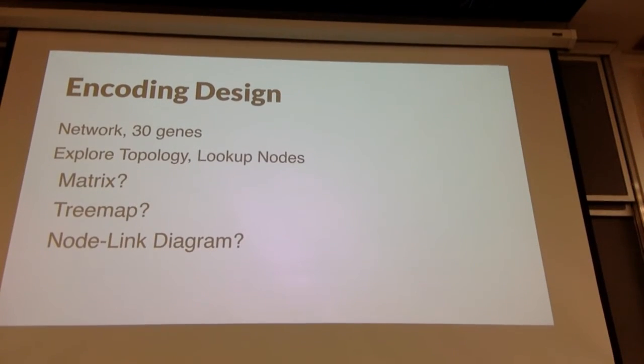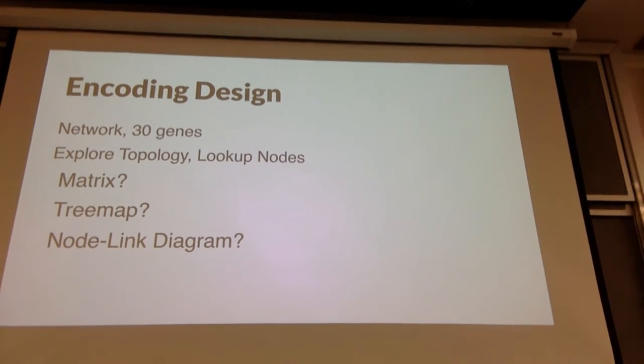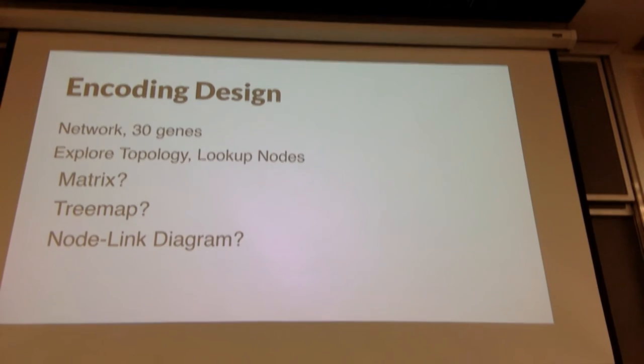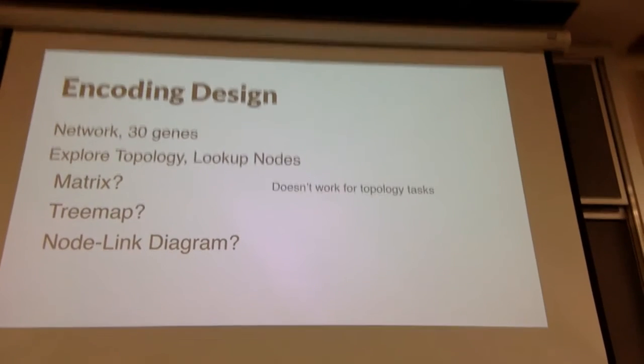And then for the second part, if we have a network of 30 genes, we want to explore the topology, and to look up nodes. These are the abstract tasks. Our choices are three basic choices, and we'll talk more about this after fall break: matrix layouts, adjacency matrices, tree maps, or node link diagrams.